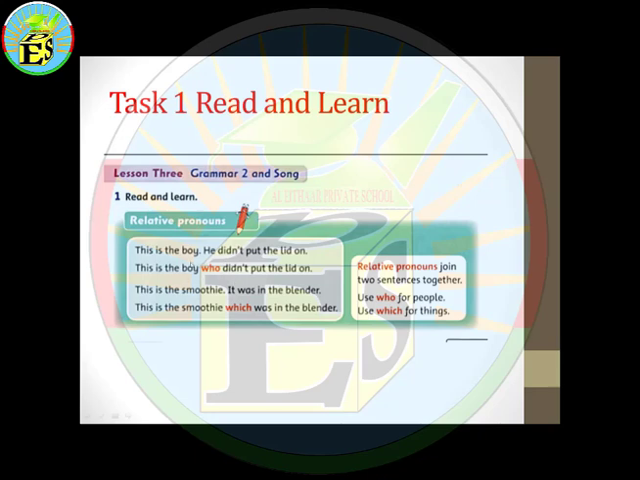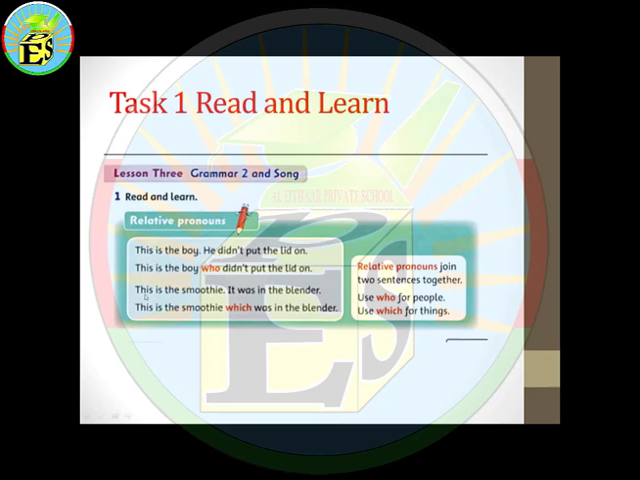Alright? We said that we use the relative pronouns to join two sentences together. So at the beginning, we have two separate sentences. When we use who, it became one full sentence. This is the boy, he didn't put the lid on. This is the boy who didn't put the lid on. One full sentence. We use who with the boy because we said that we use who for people. So for the boy we use who, the girl we use who, doctor, teacher, worker, farmer, all of these are considered to be people, so we use the relative pronoun who with them.